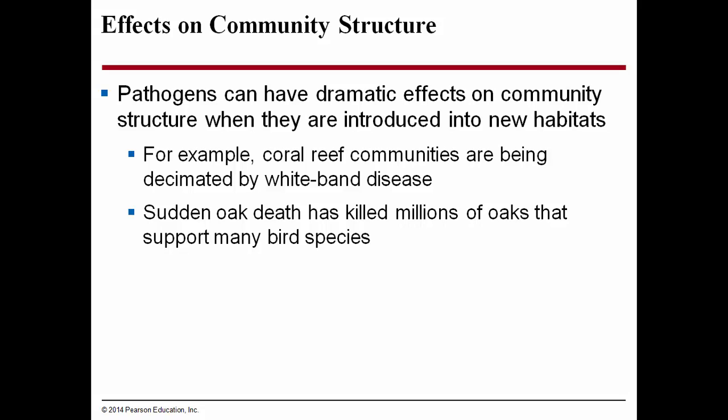Sudden oak death has killed millions of oaks that support many bird species. This is mostly common out in California and Oregon. It's a type of fungus that has an extremely detrimental effect on the native oaks that occur out there. And once those oaks die, then acorn woodpeckers and other birds and squirrels that depend on these oaks are also being affected.